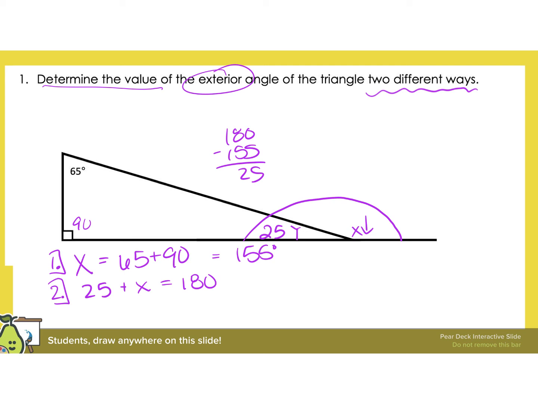And yeah, that's the only two ways I can think of. There might be a third way, but those two ways work. You can just use the definition of finding an exterior, or you can find the third angle in the triangle and subtract from 180. Both of those work. Let's try number 2.